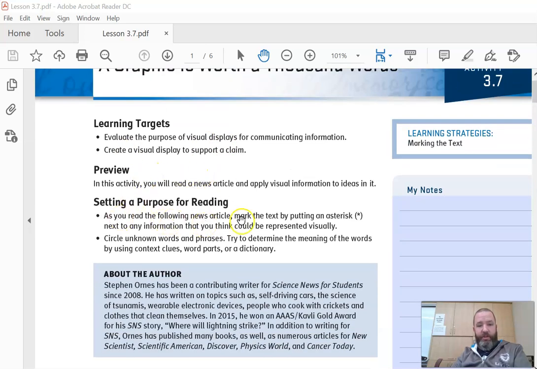So as we read the following news article, mark the text by highlighting next to any information that you think could be represented visually. When it says visually, that could be a picture, that could be a graph, that could be some type of chart, that could be a wide variety of things. So anything that you think could be shown visually to help increase the quality and understanding of the article, highlight that section because that will come up later. So the better job you identify those things now, the easier your job will be later.